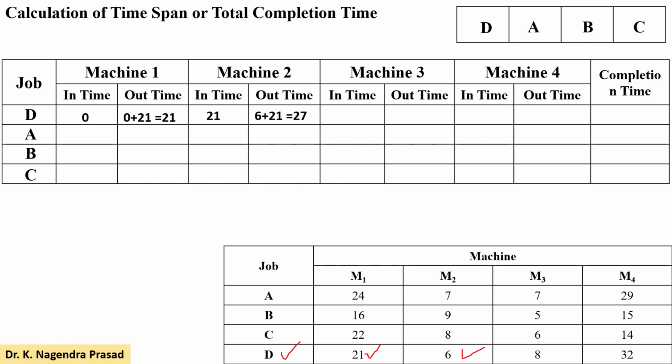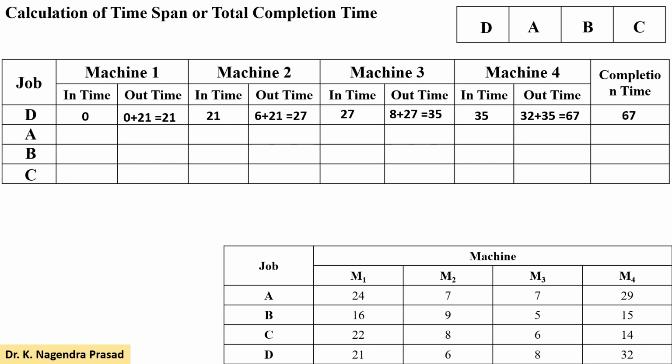Next, job D will be moved after 27 hours to machine 3. So in time for job D on machine 3 is 27 and out time is the processing time plus in time. So 8 plus 27, which is equal to 35. Similarly, in time for job D on machine 4 is 35 and out time is 35 plus 32, which is equal to 67. So the total completion time for job D is 67.